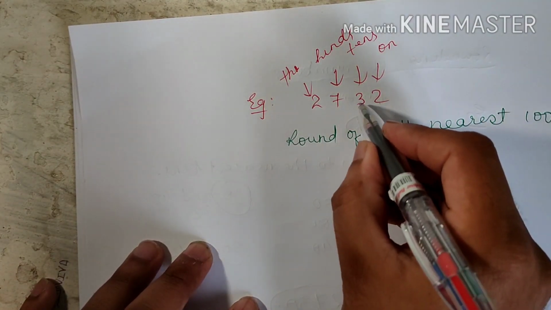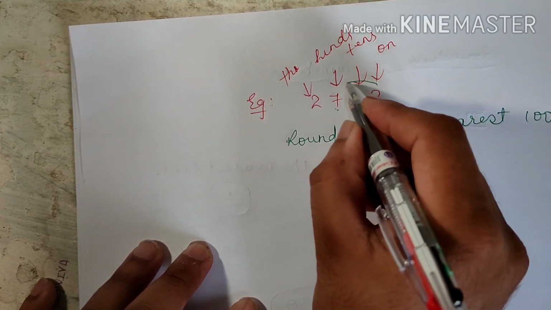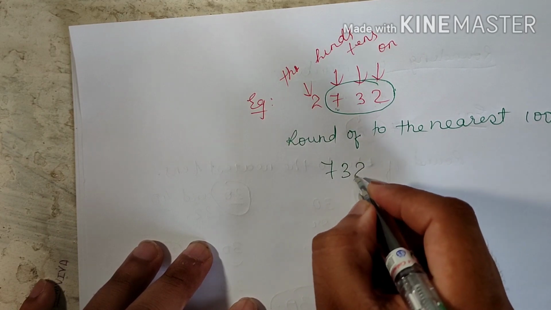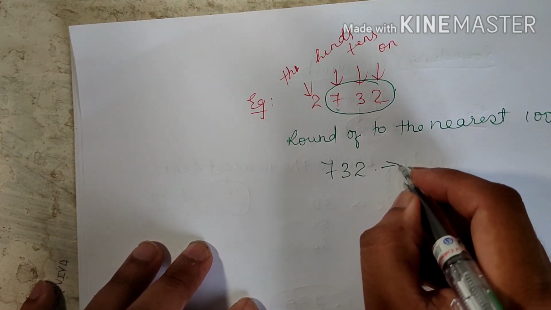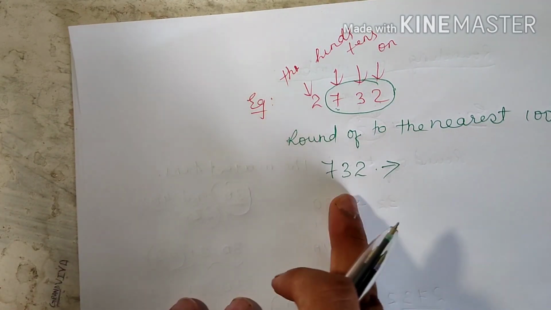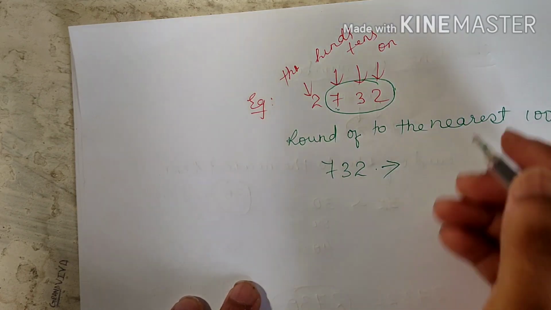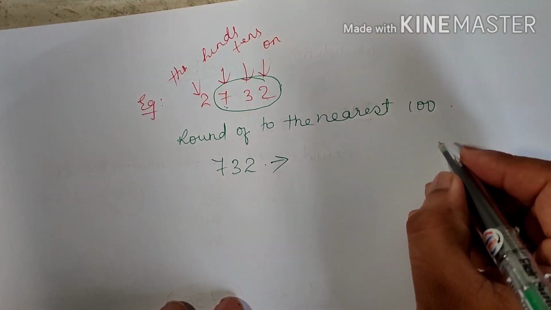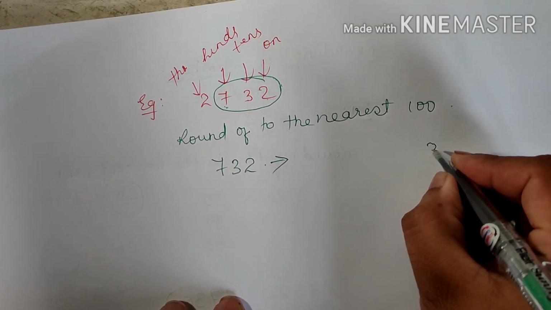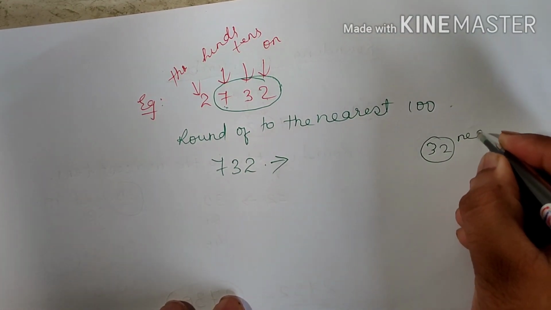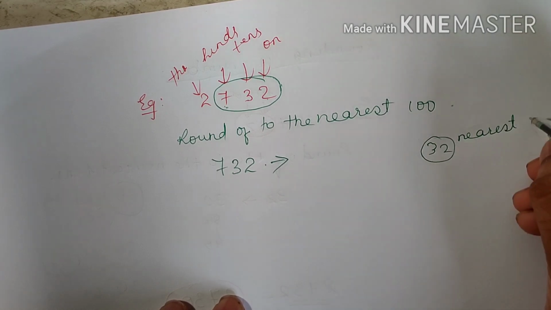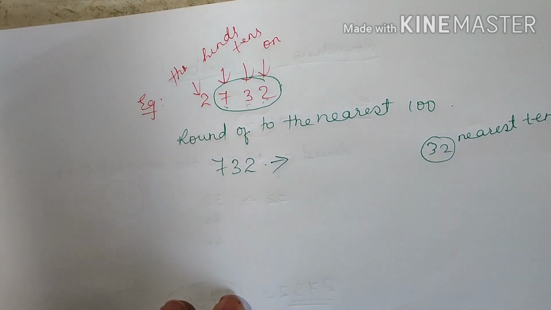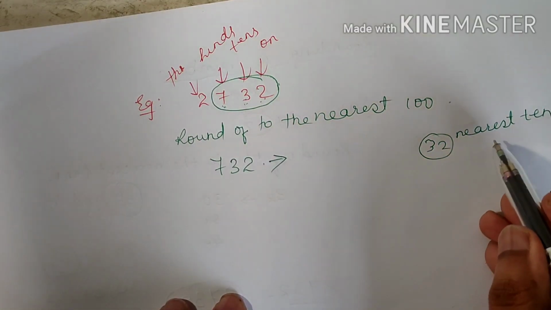You see ones, tens, hundreds: 7 is the hundreds digit, so we will take 732 as a whole, and we will see which hundred is the nearest to 732. Suppose it was the nearest 10, then you would take only 32. I'll show that so you can easily see it: for the nearest 10, we take 32, because the tens digit 3 and the ones digit 2 come together.